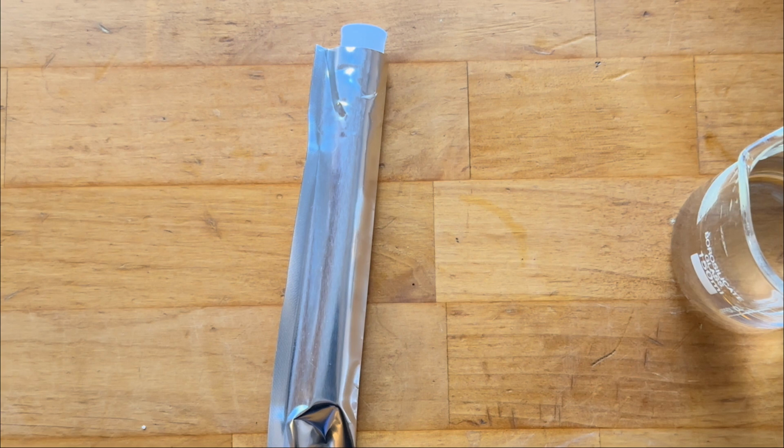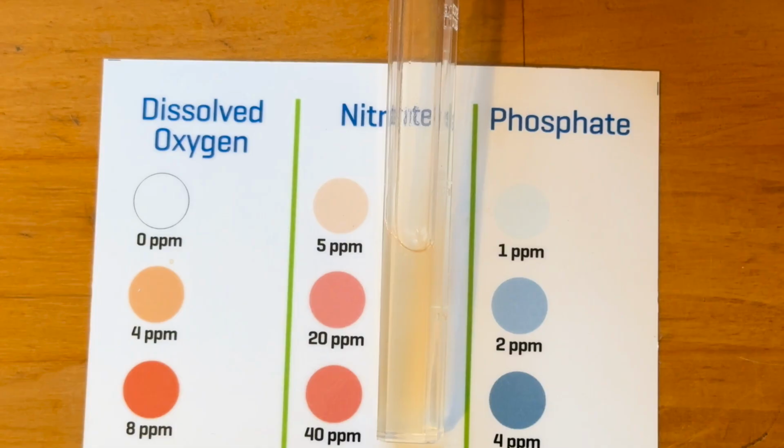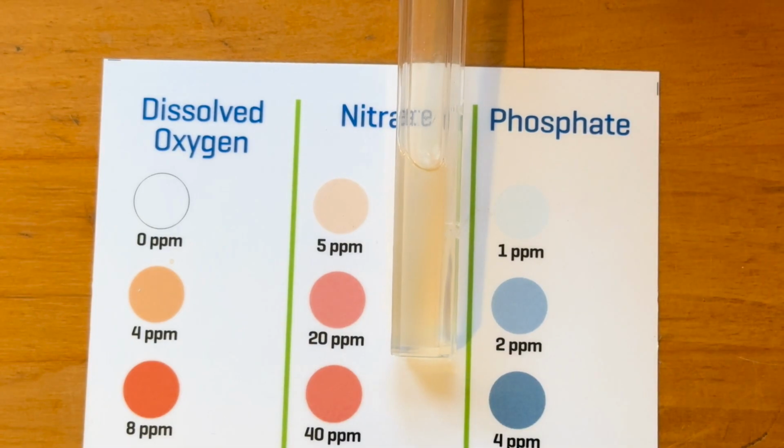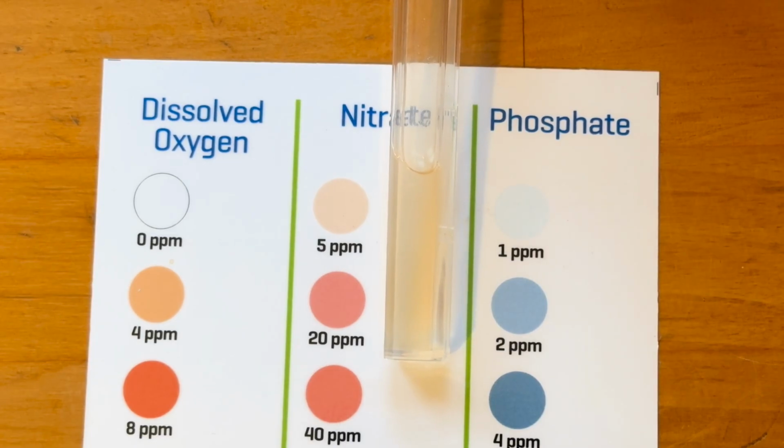Once you've inverted it for 2 minutes, you then wait for 5 minutes for the red color to develop. Take a look and compare the color. In my case, it's very obvious it's 5 parts per million.